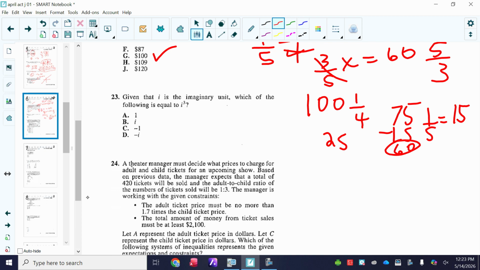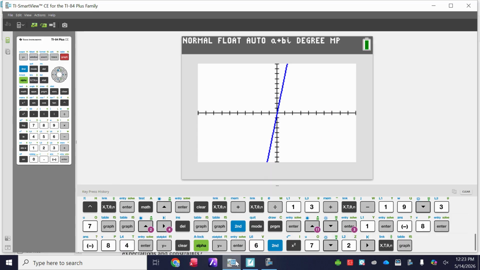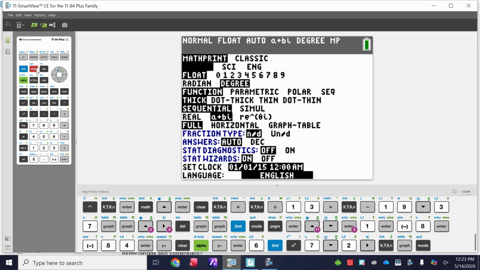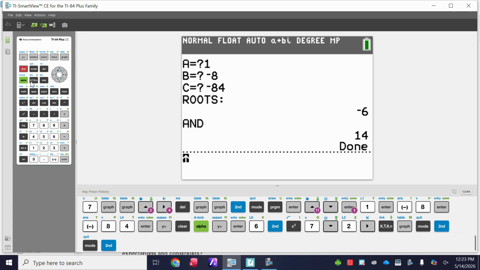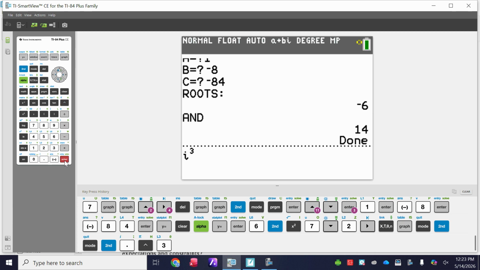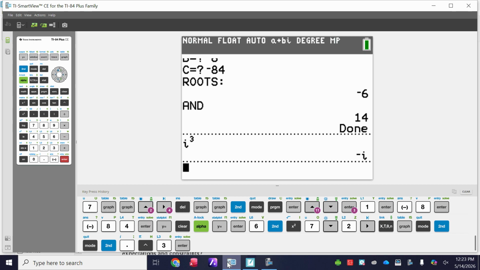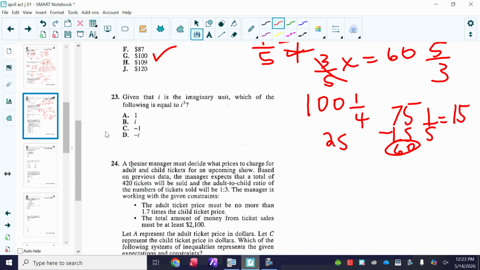This you can do on your calculator, i to the 3rd power. Again, when I mode this, I'm always in the a+bi mode. So when I do second decimal is i to the 3rd, it gives me the answer -i. I don't have to do anything. The choice is D.